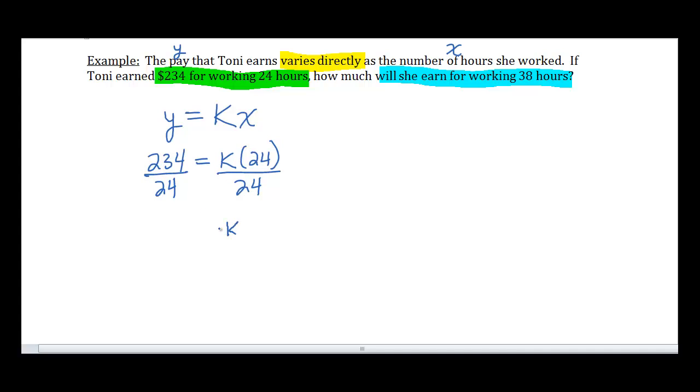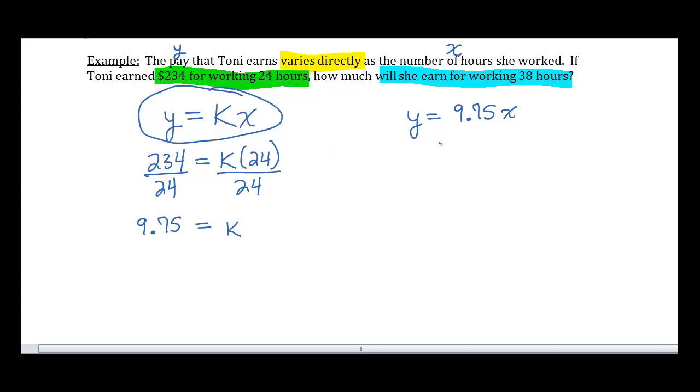And I'll get that K is the same thing as 9.75. And so I've solved for K. And so what I'm going to do is, instead of writing this equation like this, I'm going to write it as Y equals 9.75 times X. That way, for anybody who works with Tony, or anybody that works at that company, I can just plug in the number of hours they work and it'll spit out how much I should pay them. So if I'm a business owner, having this kind of information is going to be very important.